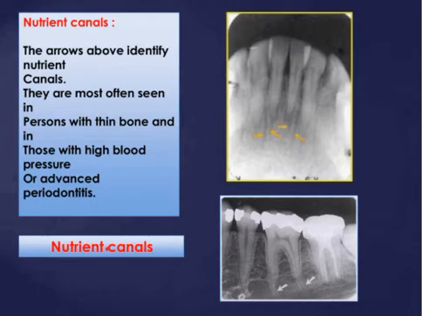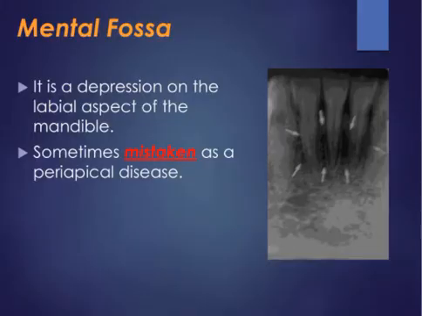Nutrient canals, how do they look? In the anteriors, it looks like a vertical radiolucent line, and in the posteriors also it is a vertical radiolucent line. What is the difference? In the anterior, you can see more radiolucency surrounded by radiopaque borders, whereas in the posteriors, you will not see much radiolucency. You will see just two radiopaque lines. These are called nutrient canals, which supply nutrition to the region.